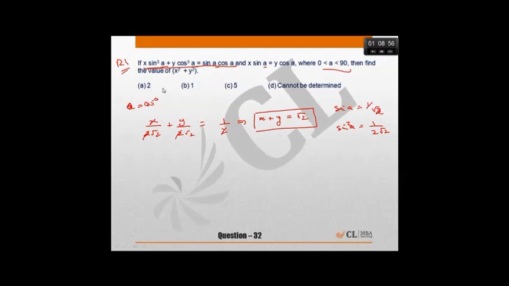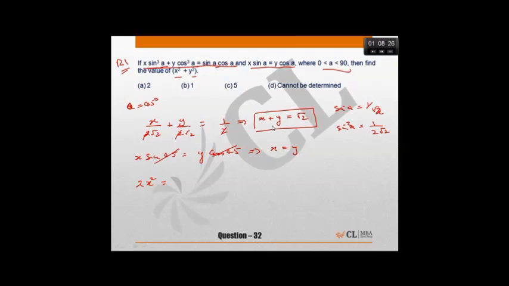Okay. Find the value of x square plus y square. And the second thing is x sin A equal to y cos A. So x sin 45 equal to y cos 45, but sin 45 and cos 45 are both 1 by root 2. That means x equal to y. So what is x square plus y square? It becomes 2x square.